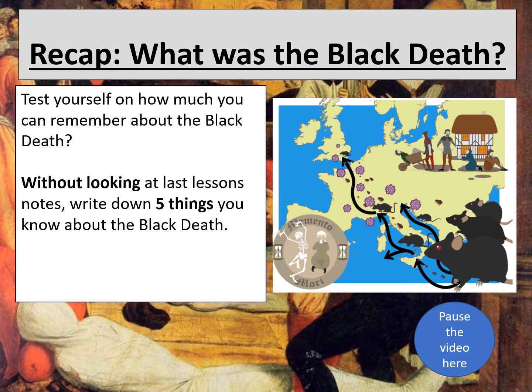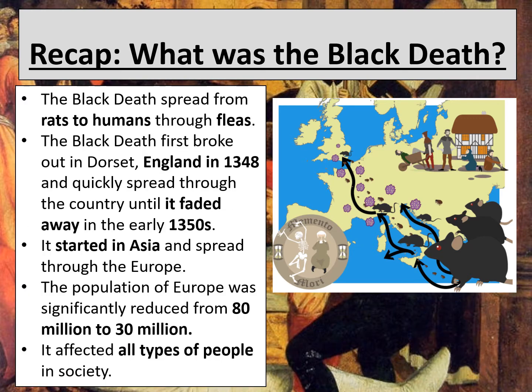Let's see if what you remembered was correct. The Black Death spread from rats to humans through fleas. The Black Death first broke out in Dorset, England in 1348 and quickly spread through the country until it faded away in the early 1350s. It started in Asia, or as the medieval people like to call it, the Far East, and spread throughout Europe.